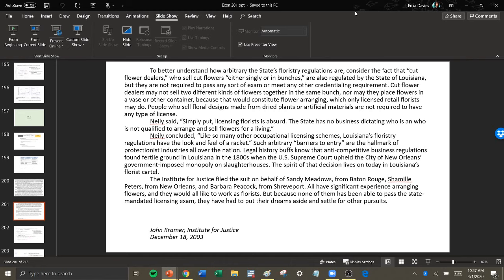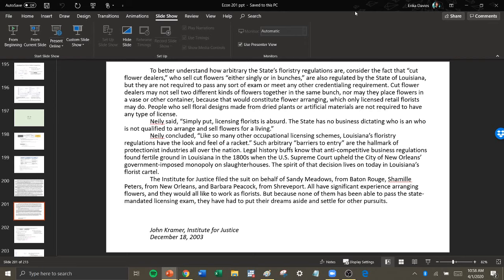People who sell floral designs made from dried plants or artificial materials are not required to have any type of license. Neely said, "Simply put, licensing florists is absurd. The state has no business dictating who is and who is not qualified to arrange and sell flowers for a living." Neely concluded, like so many other occupational licensing schemes, Louisiana's floristry regulations have the look and the feel of a racket.